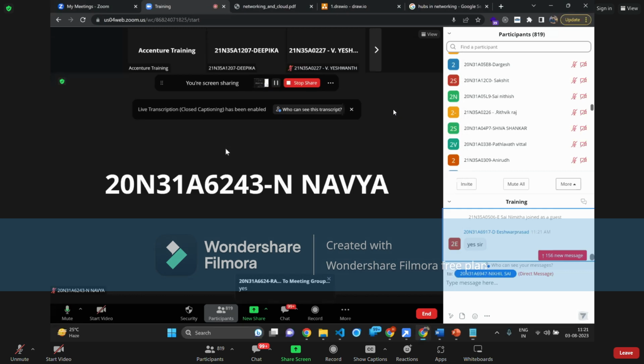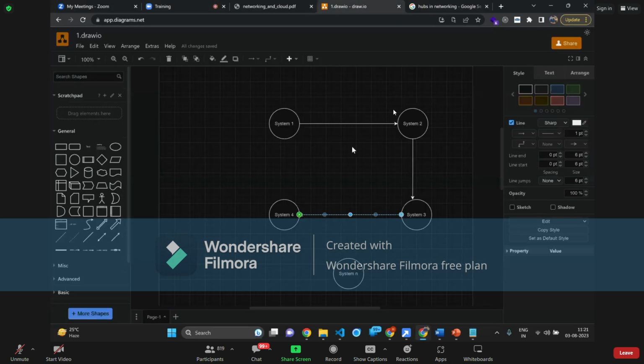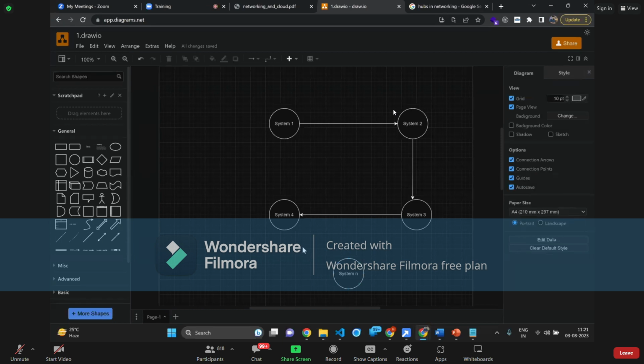What time to live does is, whenever it goes to 1, the packet is discarded, because at the next system it will be 0 and the packet will die. So there is a certain number that you assign, the time to live number. This helps us make sure that the packet is not revolving around the systems.